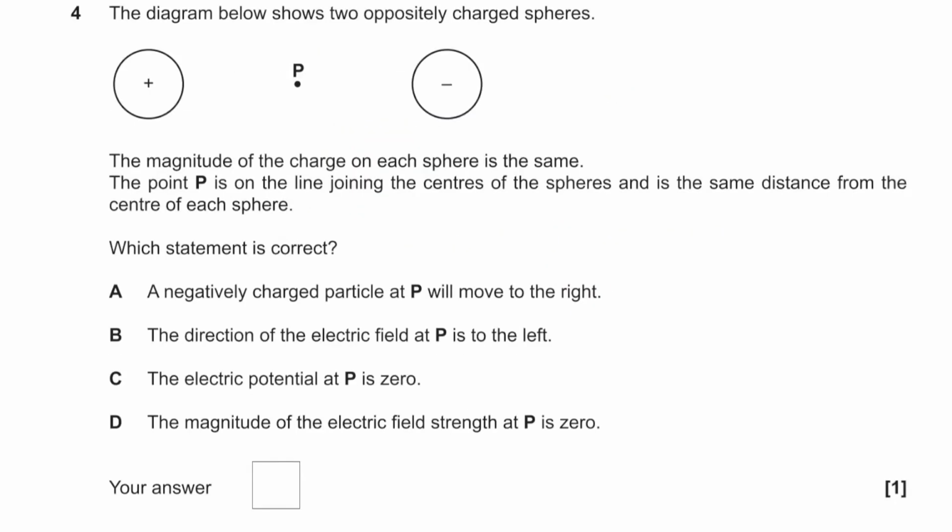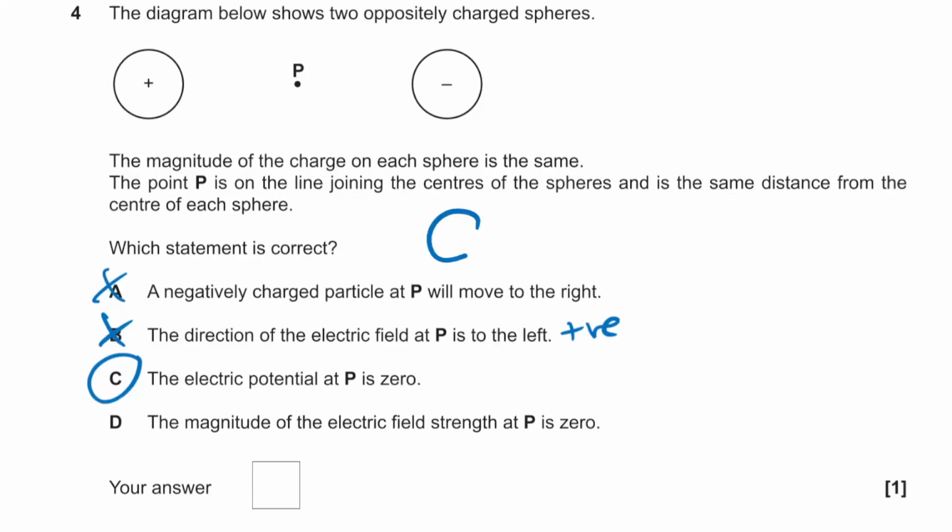4, we have two charged spheres. Magnitude of the charges is the same. Okay, what's true? A negatively charged particle will move to the right. No, because we know opposites attract. The direction of the electric field at point P is to the left. No, because electric field lines show the force on a positive charge, so it would be to the right. C, the electric potential at P is 0. That is correct. Now the field strength is not going to be 0.